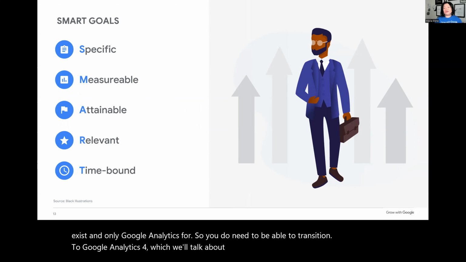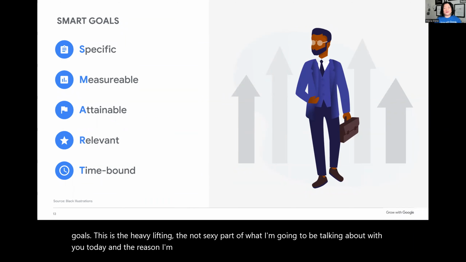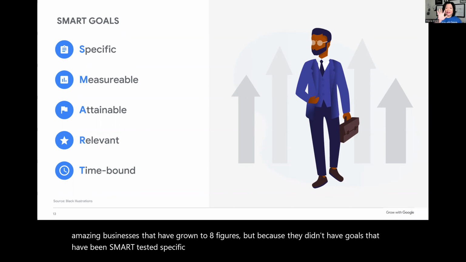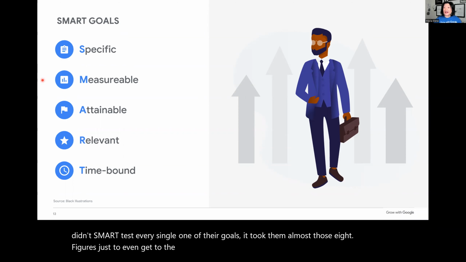So first things first is you have to have SMART goals. This is the heavy lifting, the not sexy part of what I'm going to be talking about with you today. And the reason I'm spending time doing that is because I have seen many amazing businesses that have grown to 8 figures, but because they didn't have goals that have been SMART tested, specific, measurable, attainable, relevant, and timely, because they didn't SMART test every single one of their goals, it took them almost those 8 figures just to even get to their goals.